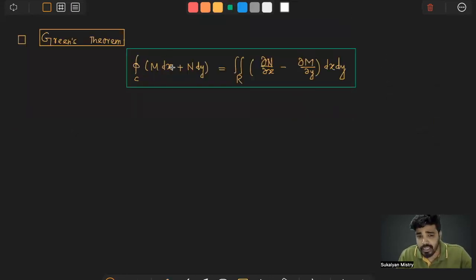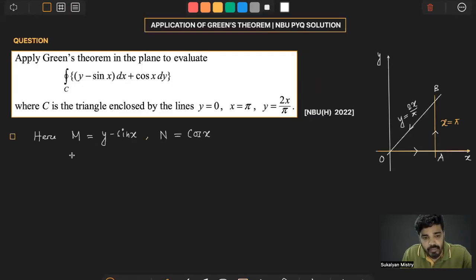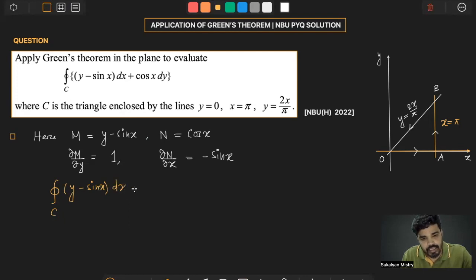So the integration over C of M dx plus N dy is equal to the double integration of del N del x minus del M del y. So we calculate del N del x and del M del y. Del M del y is equal to 1, and del N del x is minus sin x. So in what is given, the integration over C of y minus sin x dx plus cos x dy, this is M and this is N.